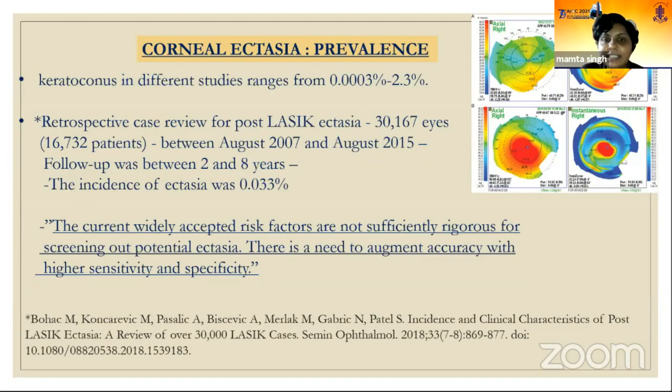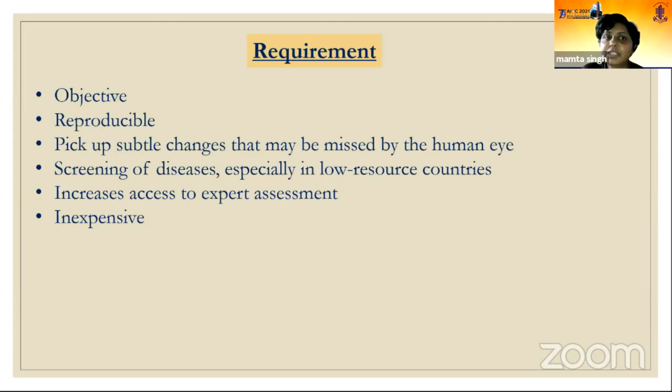So we can easily say that we need an instrument which can give us an objective result, which can give us a reproducible result, which is able to pick up subtle changes that may be missed by human eyes. We should be able to screen out diseases, especially in low resource countries like ours, which can increase access to expert assessment and should be inexpensive. And that is the reason why we are searching for a good artificial intelligence device. So how are we using this AI machine in different corneal ectasia?